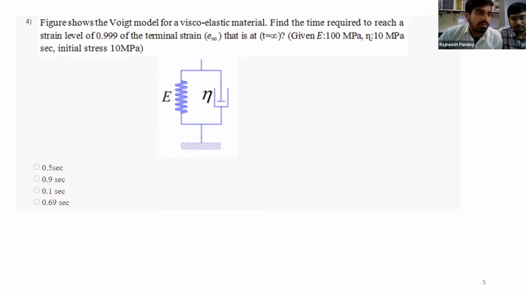So first let's understand this arrangement, White's model arrangement. This arrangement basically consists of two components.